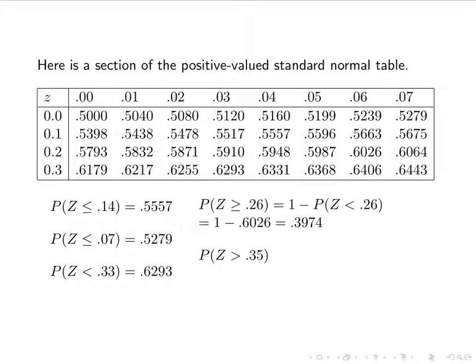So we'll do another one. Probability that Z is greater than 0.35. So again, it's set up as greater than, which we don't like, we can't use that. So we rewrite it using less than. So the probability that Z is greater than 0.35 is 1 minus the probability that Z is less than or equal to 0.35. So I go to my table, I find 0.35, 0.3, 0.05, and we're going to be using 0.6368 in our equation. And that gives us a probability of 0.3632.